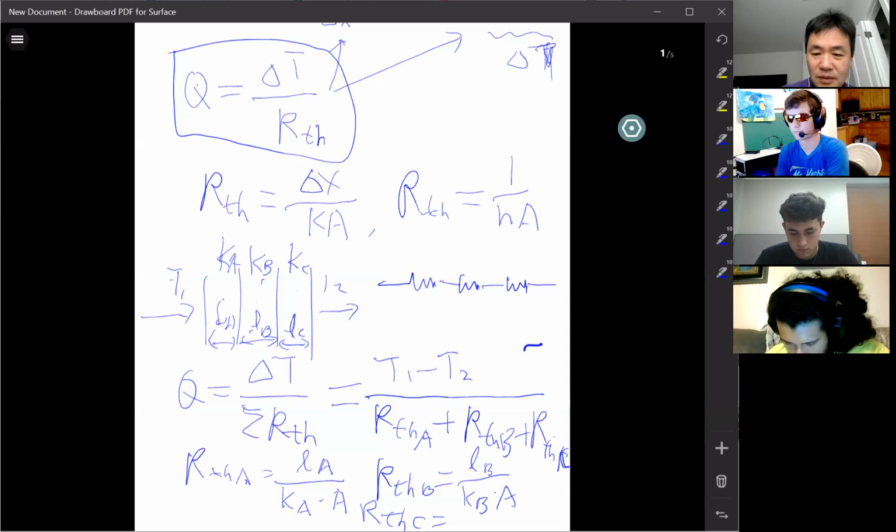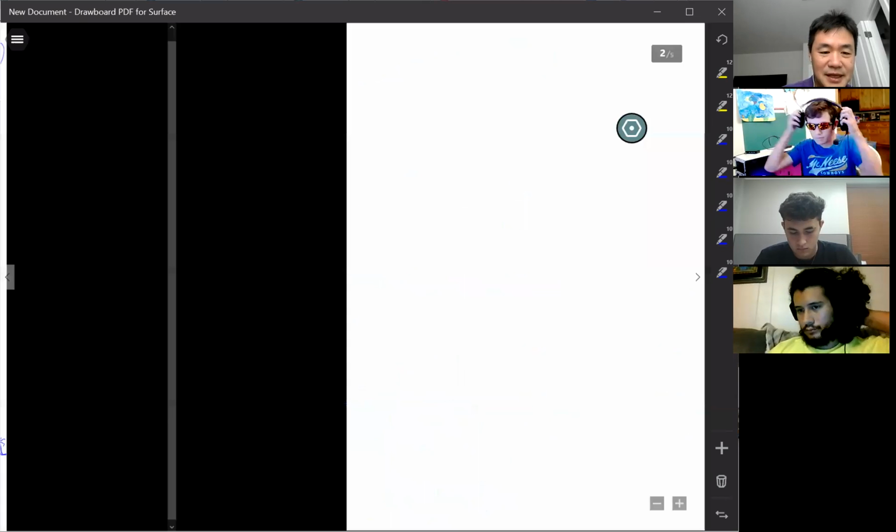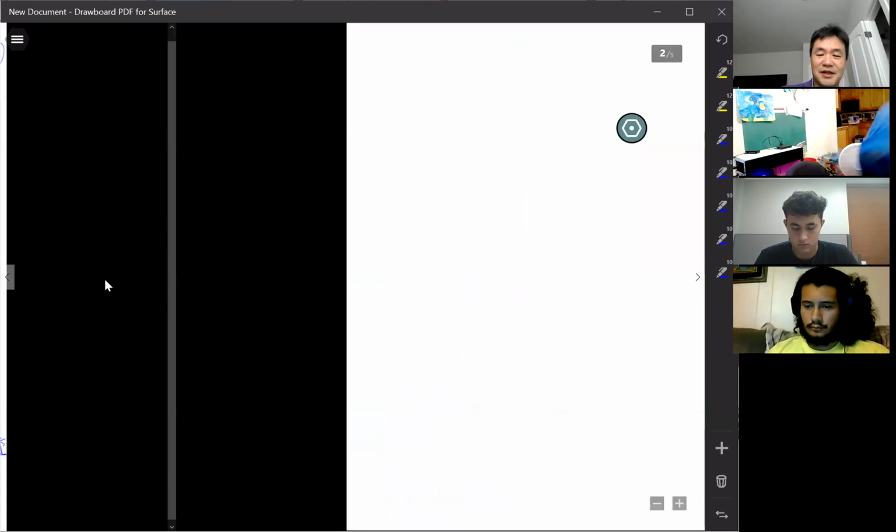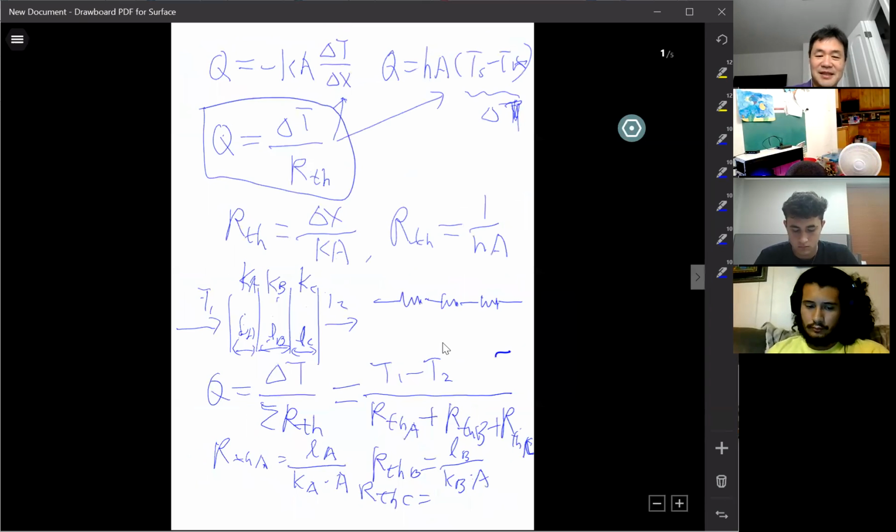So this is in series, right? In serial configuration: 1 resistance, 2 resistance, 3rd resistance. How about in parallel? Let's say you have heat transfer going through an insulation, let's say A, B, and C. The whole surface temperature is T1, and the whole surface temperature on the other side is T2.